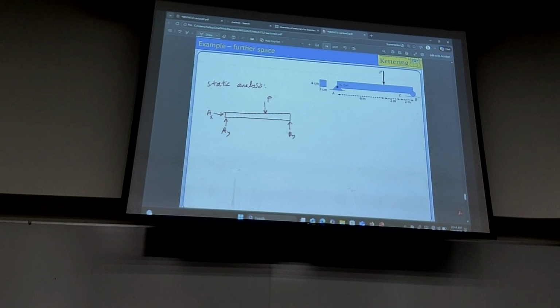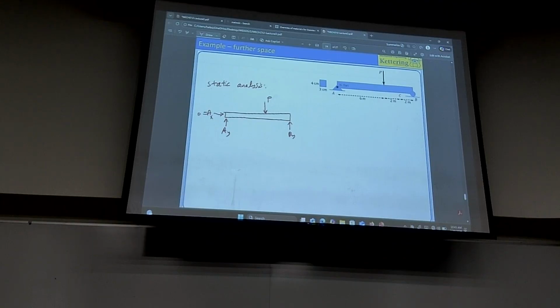Static analysis means we have three equations: sum of forces in X and Y, and sum of moments about point 0. The first one, sum of forces, tells us AX is 0 immediately. So let's just figure out one of either AY or BY. Drew, from statics, do you recall?